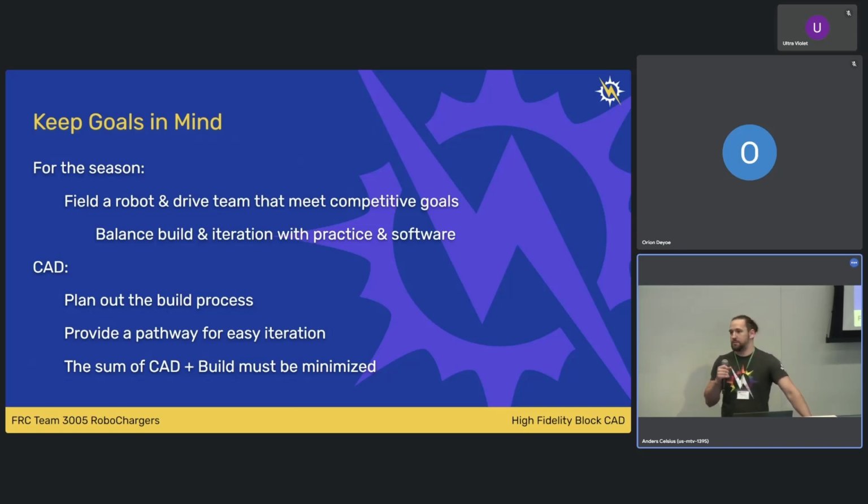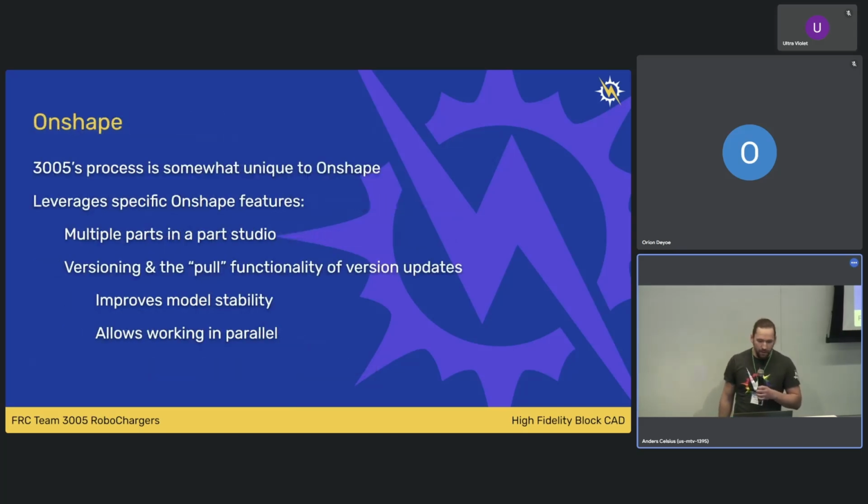In addition to that, we're going to talk about CAD specifically today and the design process. So keep in mind, what are the goals of the CAD phase of your build system? What are you actually trying to accomplish? 3005 uses Onshape. A lot of the processes I'm talking about today are specific to Onshape. There are several specific tools listed here that make this process work better, but there's no reason you can't use this process with SolidWorks or Inventor or Fusion 360 or any other CAD program of your choice.